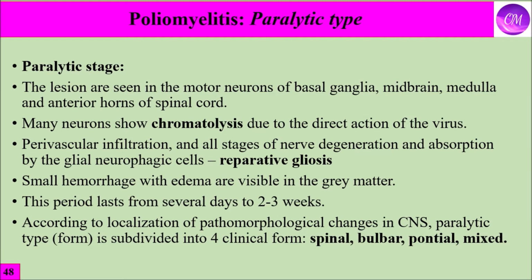The paralytic stage. The lesions are seen in the motoneurons of the basal ganglia, midbrain, medulla, and anterior horns of the spinal cord. Many neurons show chromatolysis due to the direct action of the virus.